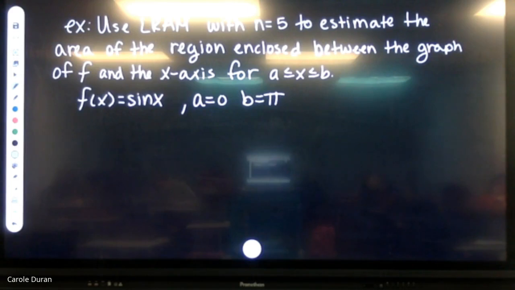So we're going to do this one without a picture. See if you guys like it better. It's your choice. If you always want to draw a picture, that's fine with me. So this one says use the left approximation with the number of intervals equal to 5 to estimate the area of the region enclosed between the graph of f and the x-axis for x between a and b. So then I went ahead and told you that my function is sine of x, and my interval overall is from 0 to pi.